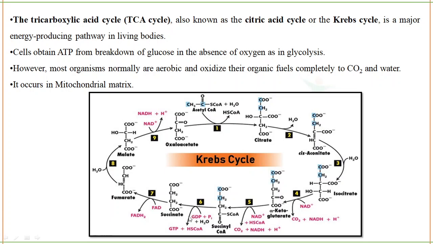From succinyl CoA to succinate, GTP released. From succinate to fumarate, FADH2 released. So you can see it is happening continuously. From fumarate to malate, malate to oxaloacetate, also one NADH will be produced. So totally in this TCA cycle, 3 NADH, 1 FADH2, 1 GTP and 2 carbon dioxide will be produced per acetyl CoA molecule. Since 2 acetyl CoA are there, this number of products formed should be multiplied by 2. Okay, the Krebs cycle will happen 2 times.